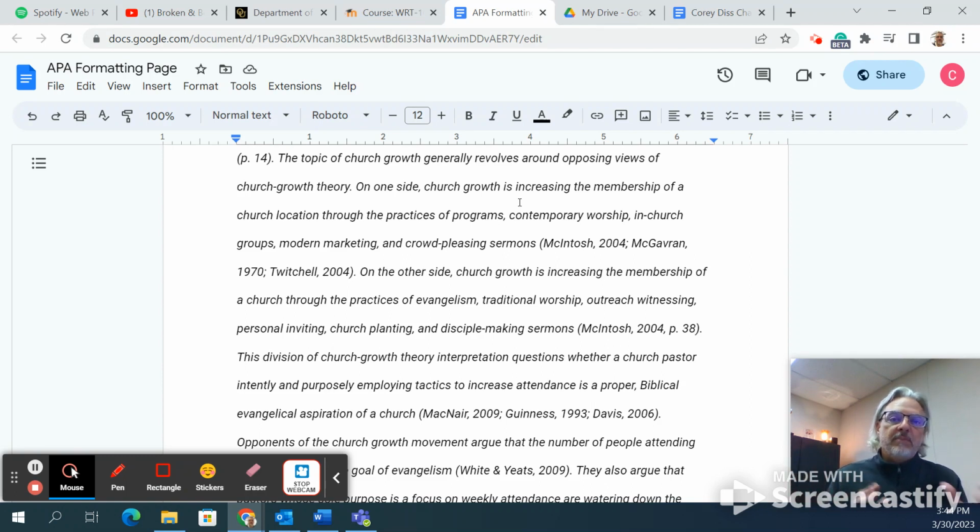So I'm going to paraphrase in some way and bring in all the relevant results of those, because I'm going to use those things, right? So it's a little bit summary, it's a little bit paraphrase. And so what I decided to do, what the results really showed me, is that there's two camps about church growth. And so I put, here's what the one side is saying. These are the results. This is what they are saying. I'm not analyzing them quite yet. I'm just saying on this one side, church growth is increasing. And on the other side, church growth is increasing the membership of church through these other ways.